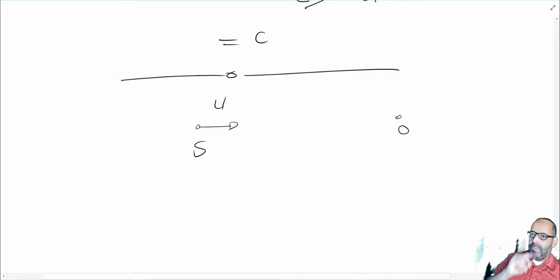So here is the case. The source sends a wave, and this wave will travel a whole distance and reach the observer. Okay?